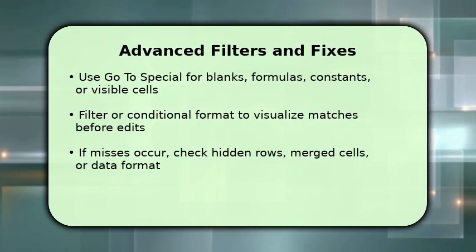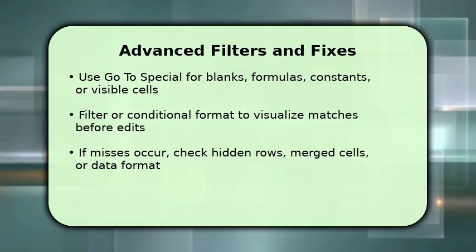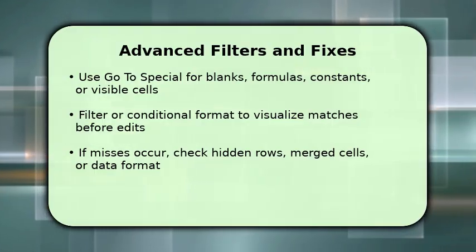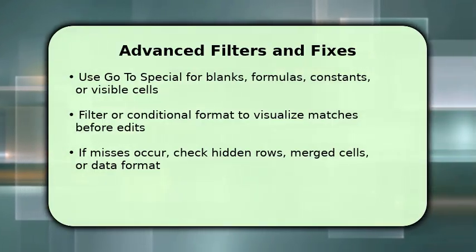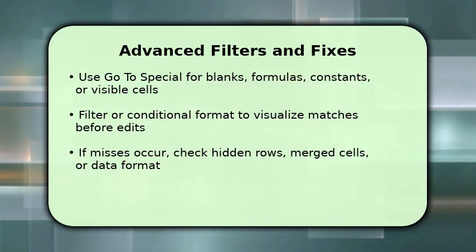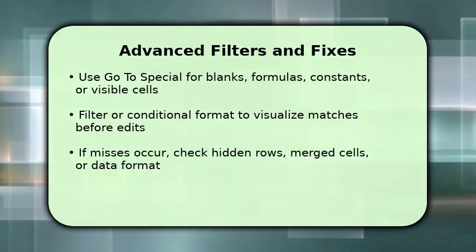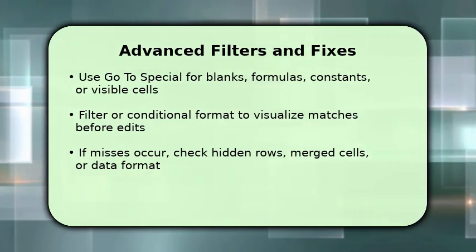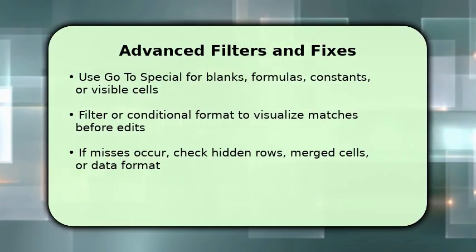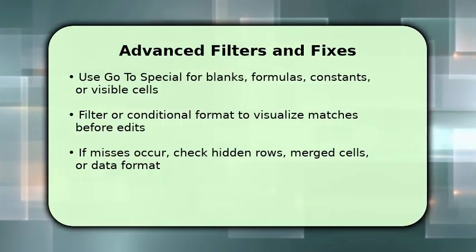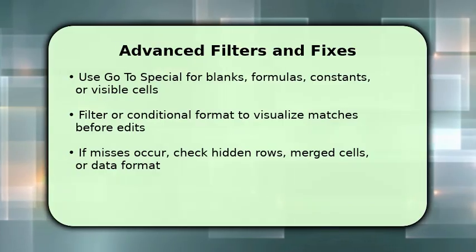To finish, use Go to Special to select blanks, formulas, constants, or visible cells and combine that with filter or conditional formatting to visualize all matches before editing. Once selected, make bulk edits or review individually. This reduces accidental changes. If the find misses items, make sure hidden rows or columns aren't hiding data, unmerge merged cells, and verify cell formats.